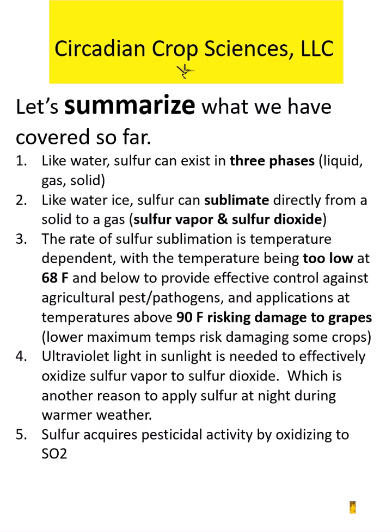The rate of sulfur sublimation is temperature dependent, with the temperature being too low at 68 degrees Fahrenheit and below to provide effective control against agricultural pests and pathogens, and applications at temperatures above 90 degrees Fahrenheit risking damage to grapes.